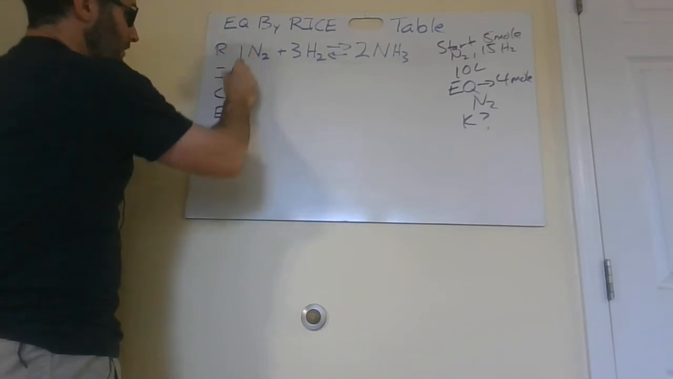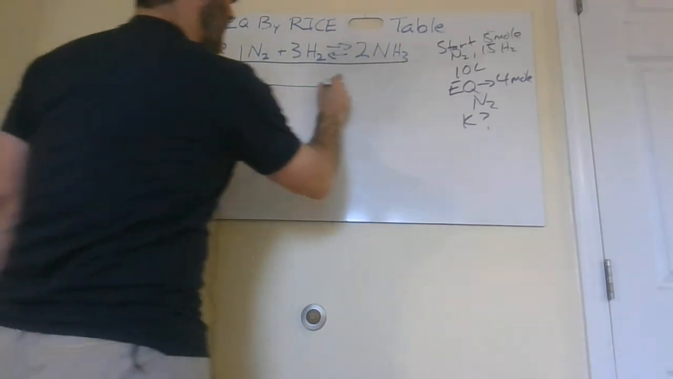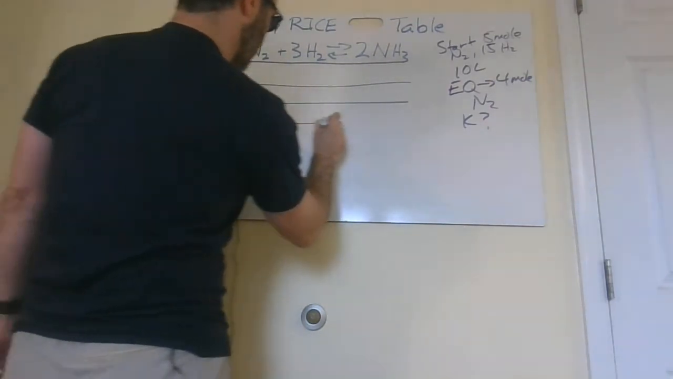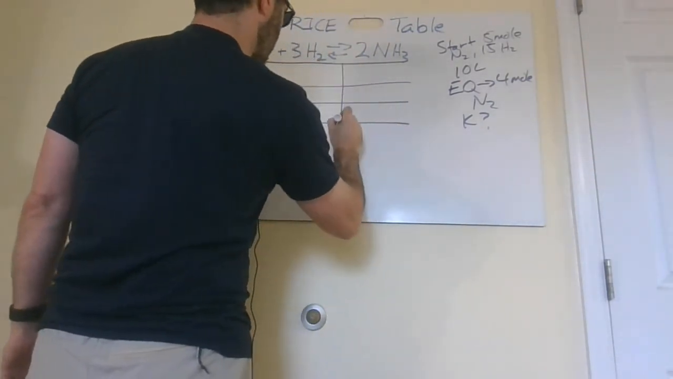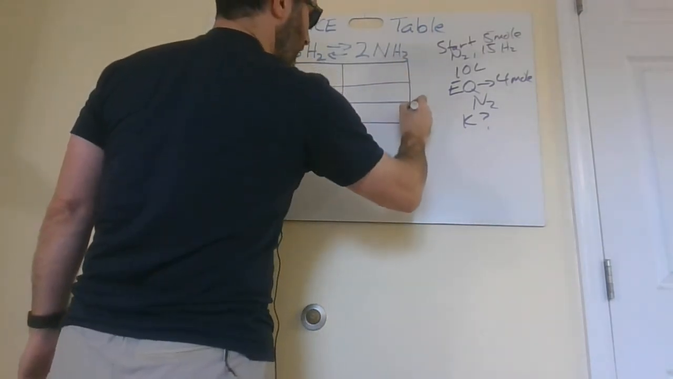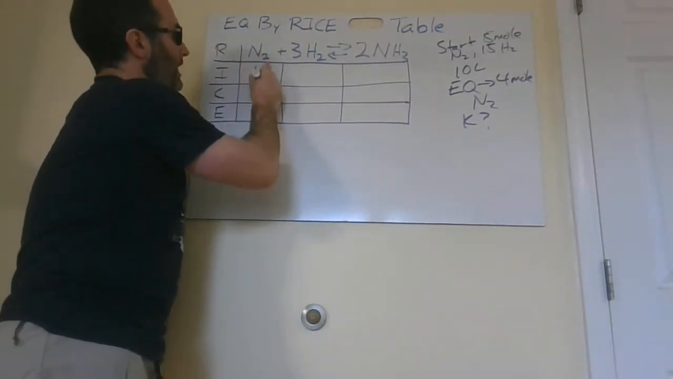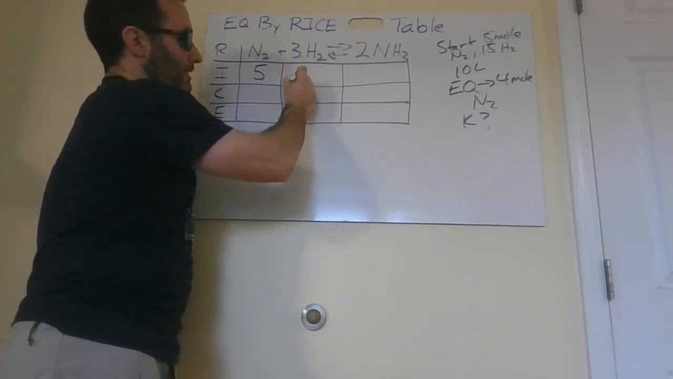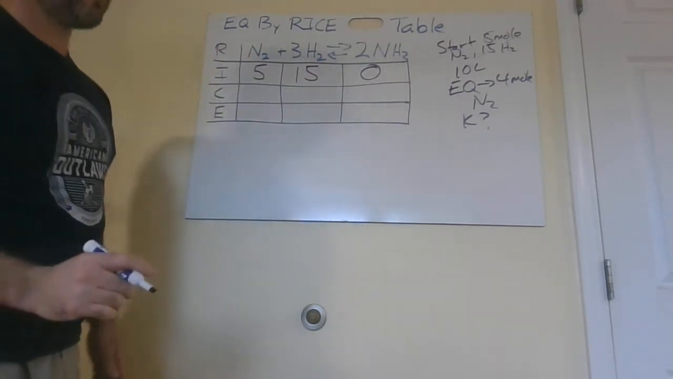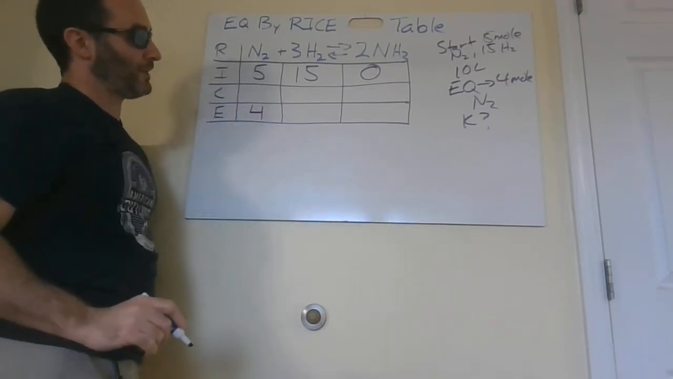RICE. If you use a RICE table, you don't have to do it for stoichiometry now, but you can actually do it for what you got here. So let's think. You use a RICE table for moles, and you can do it for stoichiometry, but you can also use it for equilibrium here. So you got 5 moles of nitrogen gas, 15 moles of hydrogen, and 0 of ammonia. Those are your initial conditions. And I tell you at the end, you've got 4 moles of nitrogen.